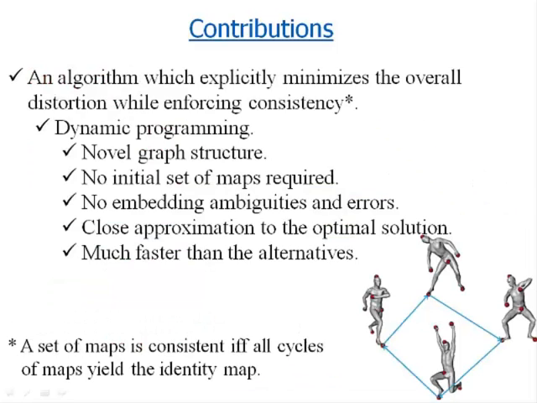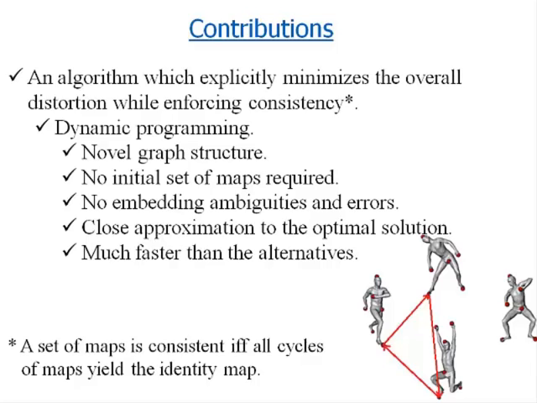Another contribution is that we are presenting an algorithm which explicitly minimizes the overall distortion while enforcing consistency. And consistency is this: a set of maps is consistent if and only if all cycles of maps yield identity, like this one. So I am starting at the right foot and ending up at the same place that I started with. So this is an identity map, making this set of maps consistent. And another identity map, so we are good, this is consistent. So with that definition, we are handling this.